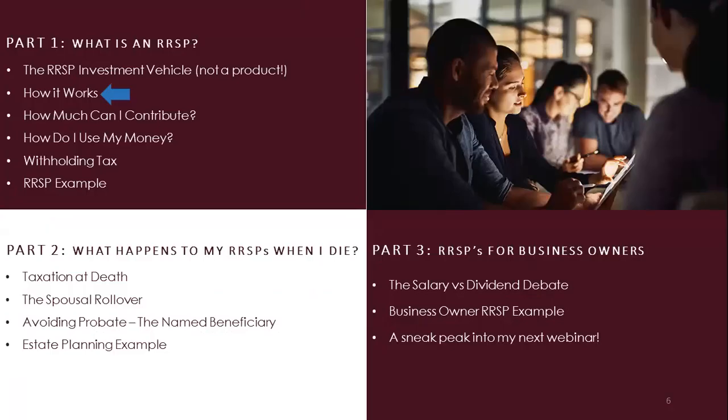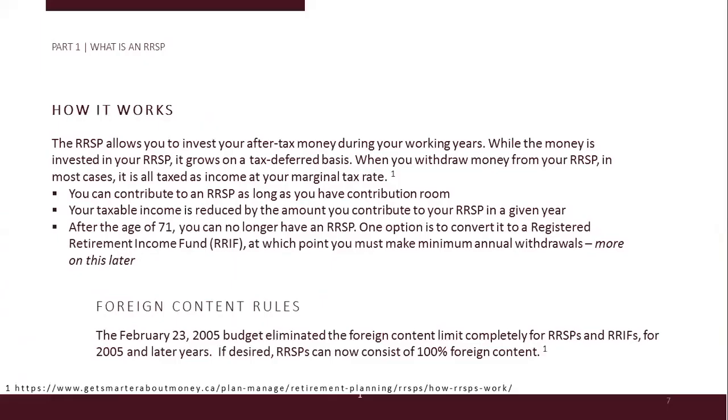So, how does an RRSP work exactly? The RRSP allows you to invest your after-tax money during your working years. While the money is invested in your RRSP, it grows on a tax-deferred basis. When you withdraw the money from your RRSP, in most cases, it's all taxed as income at your marginal tax rate.